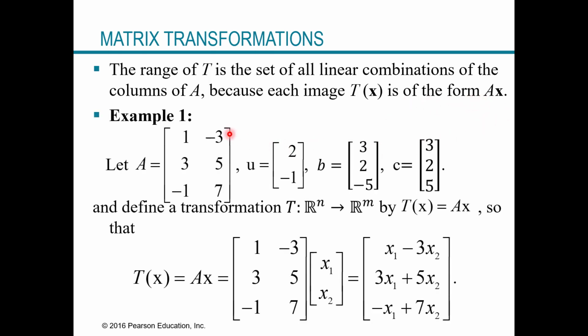Okay, so let's take a look at this example and put this all together. So here's our matrix A. Notice the size, row times column, so it is a 3 by 2, 3 rows, 2 columns. We have some other vectors given to us.